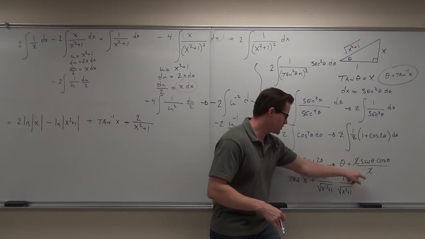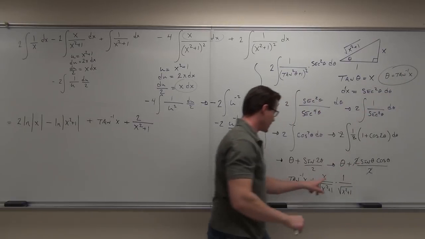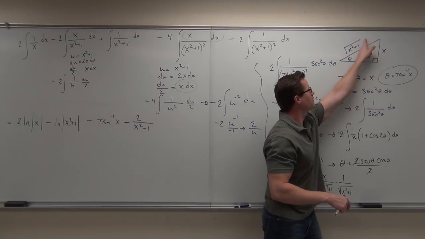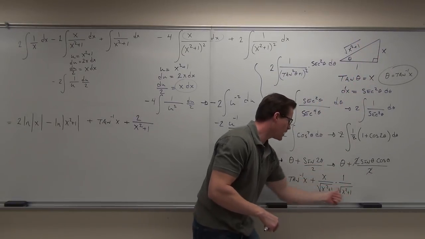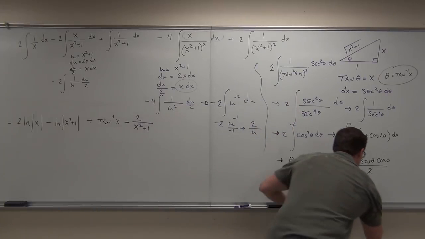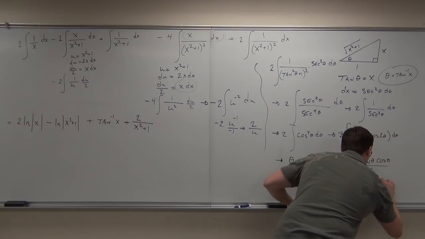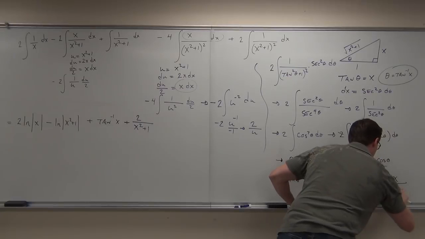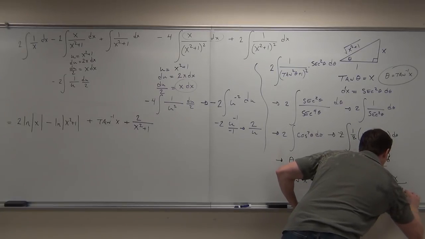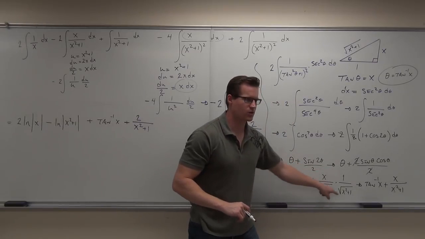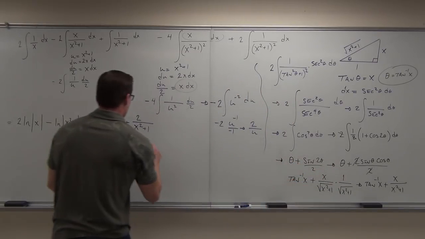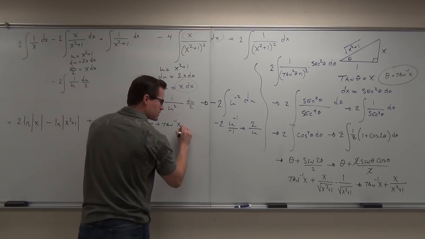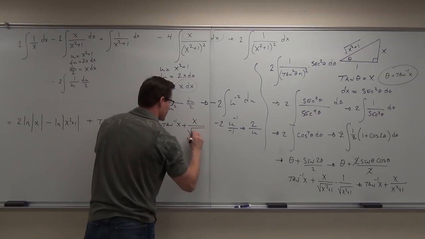Awesome. Well, then we have 2's are gone. Theta is tan inverse of x, no big deal. Sine theta, cosine theta, multiply. Sine, cosine. If you multiply, your square roots are going to be gone. This becomes tan inverse x plus x over, no more square root, x squared plus 1. You guys see where the x over x squared plus 1 comes from? We're multiplying here. So then we're going to do plus tan inverse x plus x over square root of x squared plus 1.